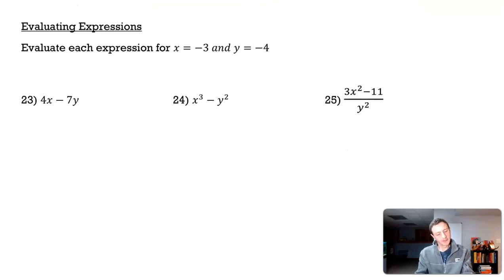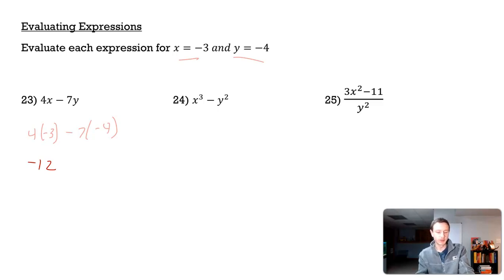Last topic for this video is evaluating expressions. x equals negative 3, y is equal to negative 4. So let's go ahead and take a look at these. So 23, we have 4x, that is representing 4 times the x value of negative 3, minus 7 times the y value of negative 4. 4 times negative 3 is negative 12.